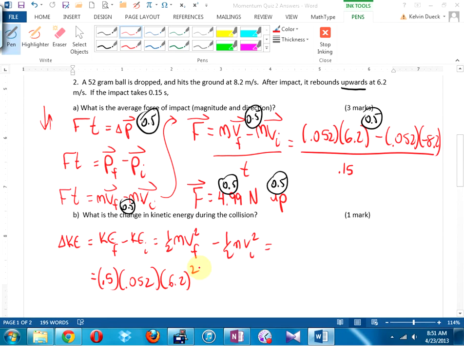Mr. Dueck, you called up positive, Mr. Dueck? Okay. Minus a half, 0.052, v initial is 8.2 squared. Mr. Dueck, shouldn't that be negative? Energy, scalar or vector? It's a scalar, and besides, if I did put the negative there, when I squared it, what would happen to the negative anyhow? It would vanish. That's one of the reasons energy is a scalar.